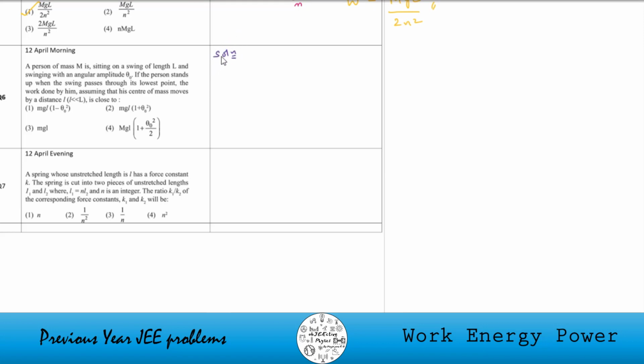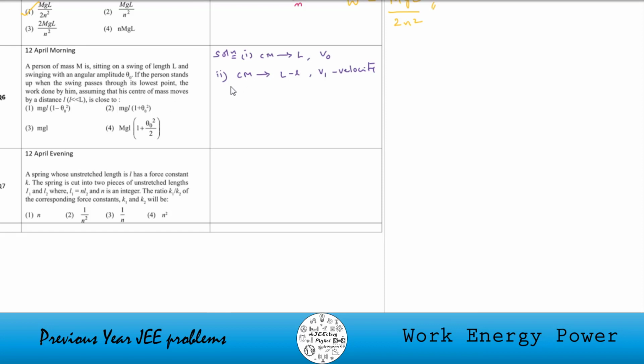Let us first assume that when the person is sitting, center of mass in the first case is located at a distance L from the point of suspension, and initial velocity is assumed as v0 when the person is sitting in the swing, and later when person is standing. So in the question it is mentioned center of mass is shifted to capital L minus small l, and after the person is standing, let us assume that v1 is the final velocity, v0 is initial velocity before standing, and v1 is the final velocity after standing.